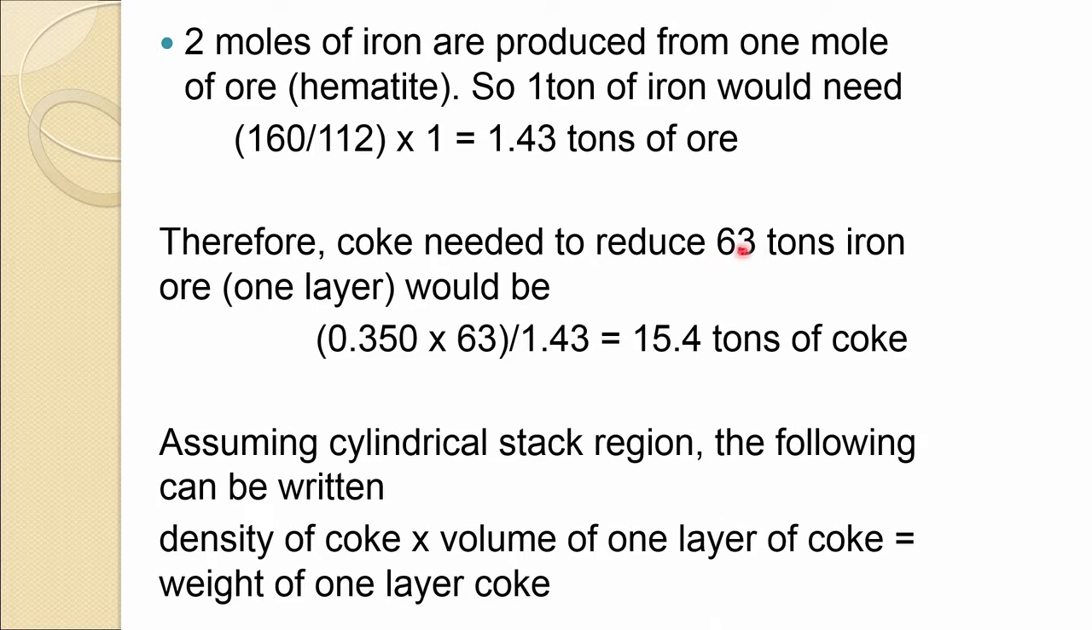Therefore, the coke needed to reduce 63 tons of iron ore, because in one layer 63 tons of iron ore is there, and we now know how many tons of ore are needed for 2 moles of iron. It is also given that 350 kg of coke is needed per ton of hot metal, and for 63 tons, with this you can know how much coke is needed to reduce 63 tons.